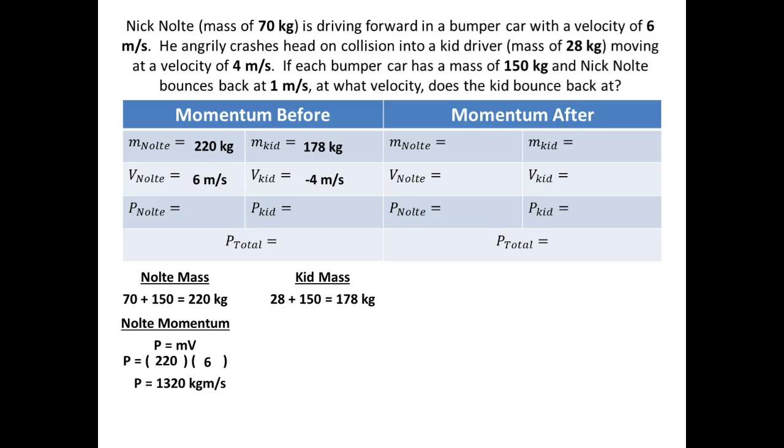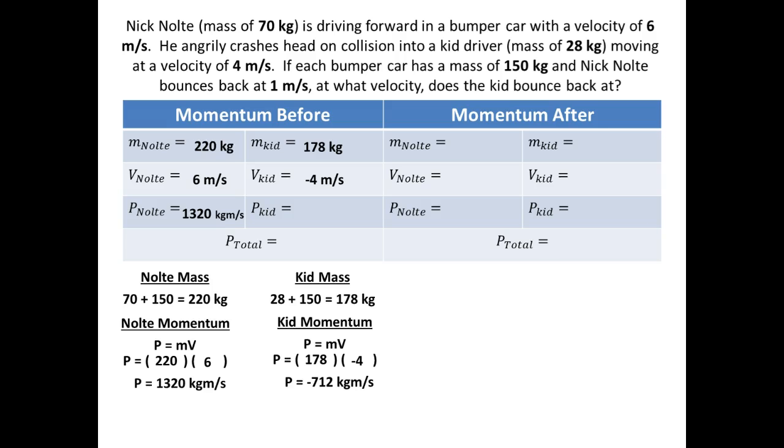I can do the exact same thing with the kid's mass and velocity. I'm going to take his mass times his velocity. Remember, it's -4 because he's going backwards. It has to be -4. Multiply those together, quick calculator moment. It's going to give you -712 kilogram meters per second.